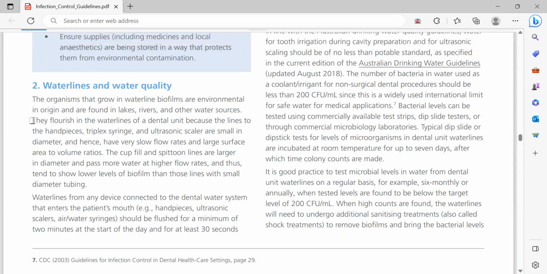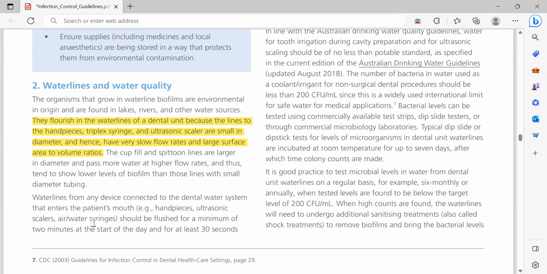So why are we reading about water line biofilms? Because they flourish in the dental unit because the lines of the handpiece, triplex syringe, and the ultrasonic scalers are smaller in diameter and hence have a very slow flow rate and large surface areas. So there is some chance that these biofilms can deposit in these areas and they can enter the patient's mouth or patient's body through these ways.